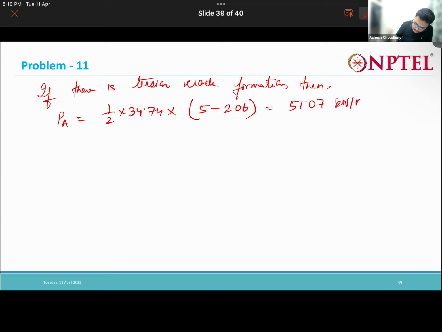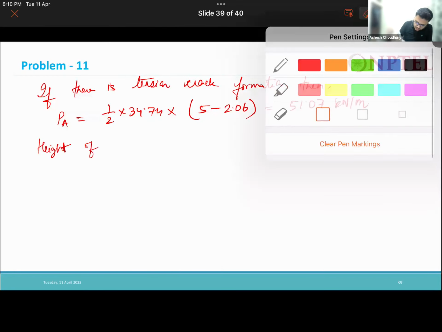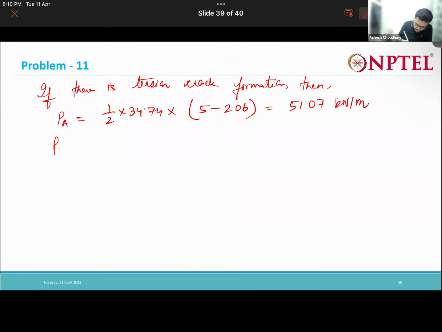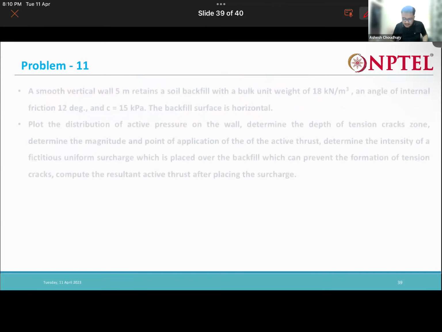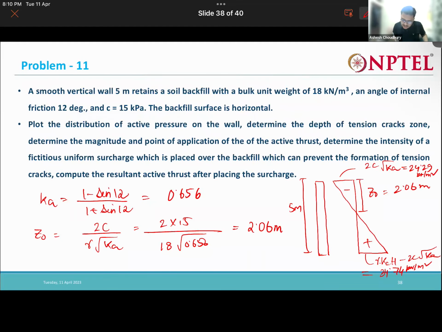51.07 kilonewton per meter, and height, point of action. Point of action is 5 minus 2.06 by 3, into 4 divided by 3, from base. Okay. Now see, let us come to this.